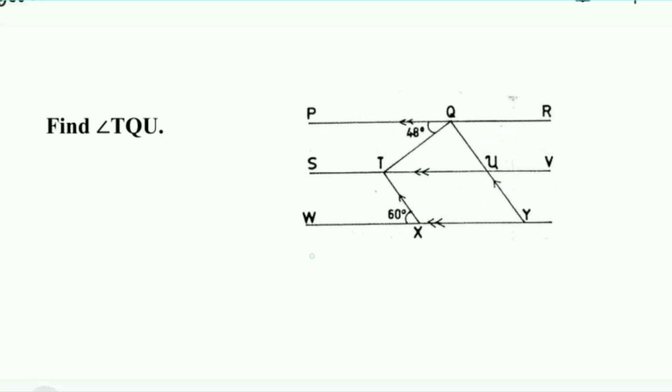Angles, parallels, and transversals. You don't want to miss these this time around. Kindly pay attention as I take you through solving this problem.